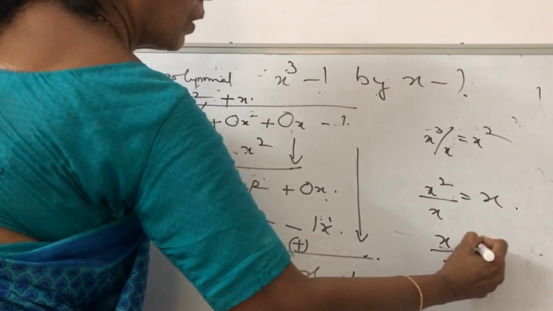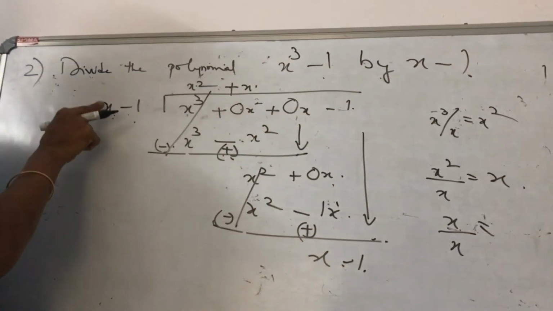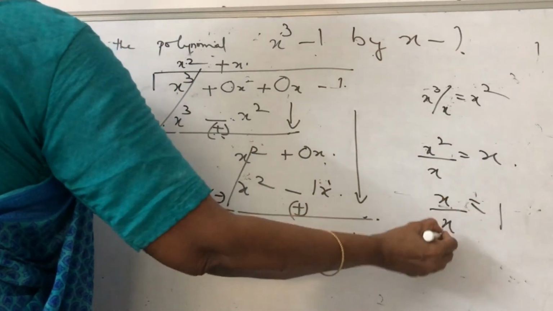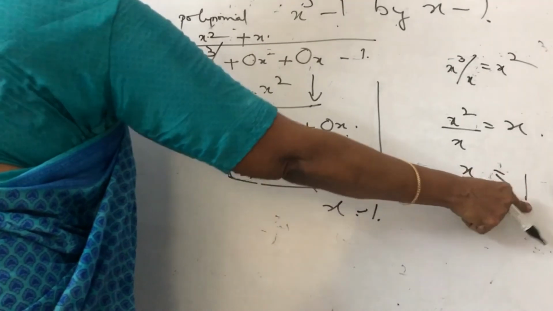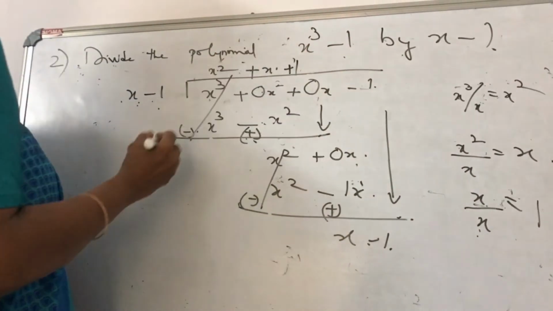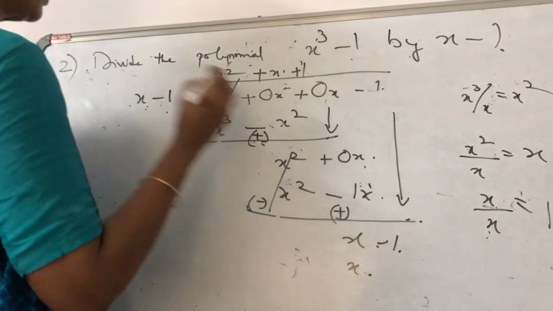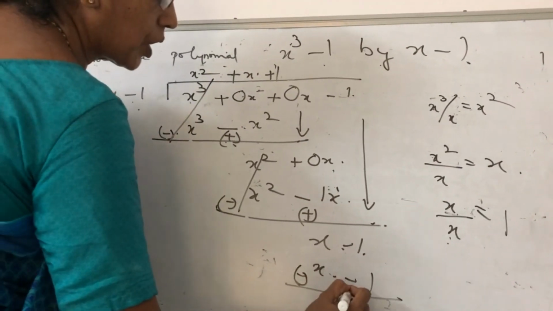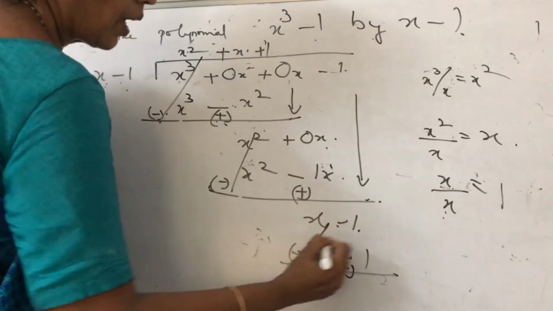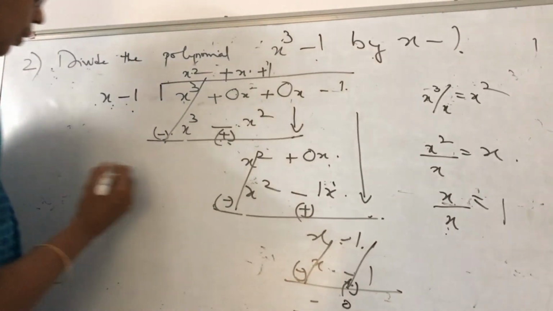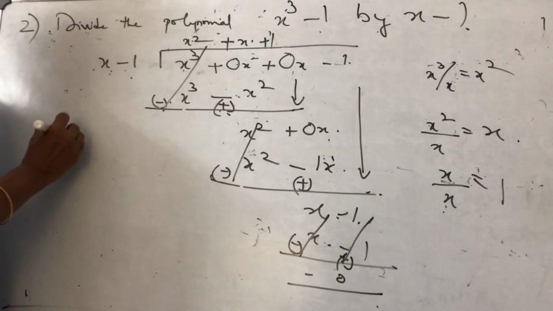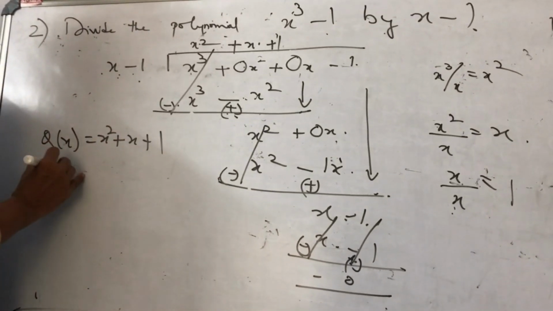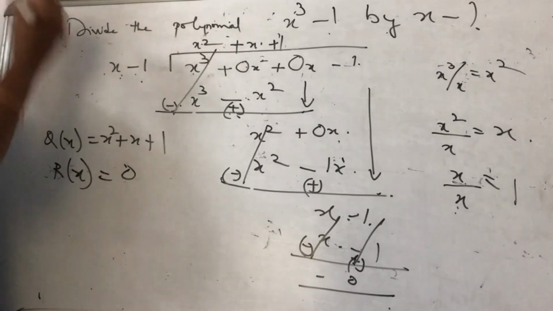The first term of the dividend must be divided by the first term of the divisor. x by x, same term divided by same term, 1. x into 1, x. Minus into plus, minus. Subtract, children. And the remainder is what? 0. Your quotient is x squared plus x plus 1 and the remainder is equal to 0.